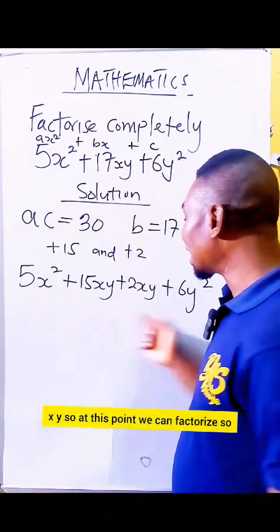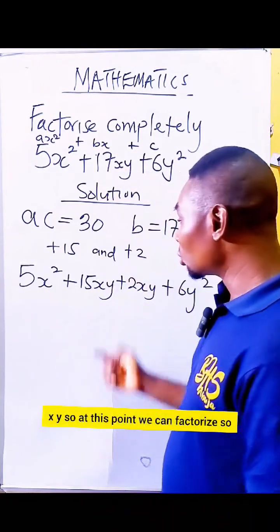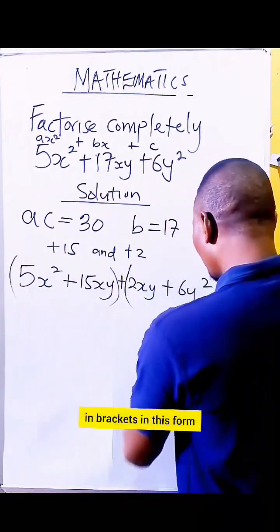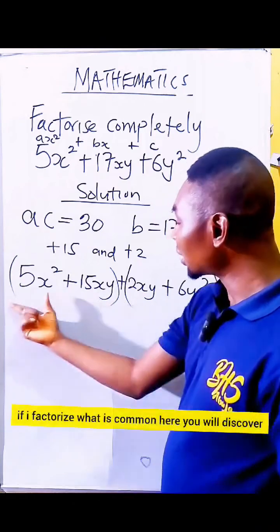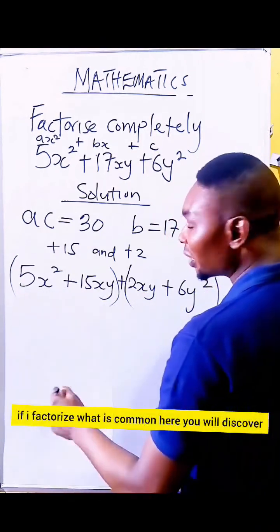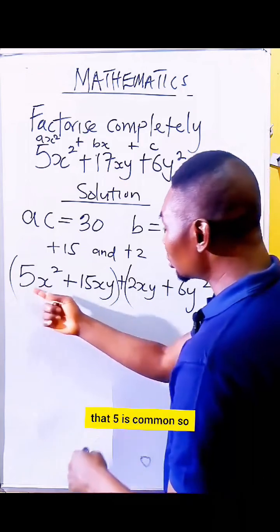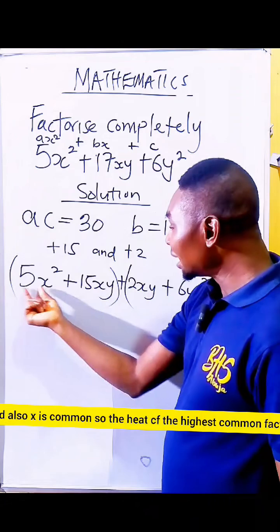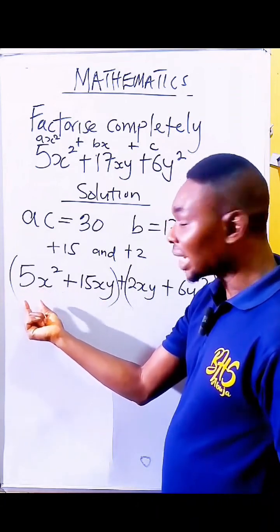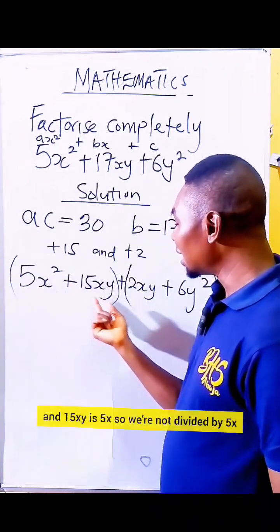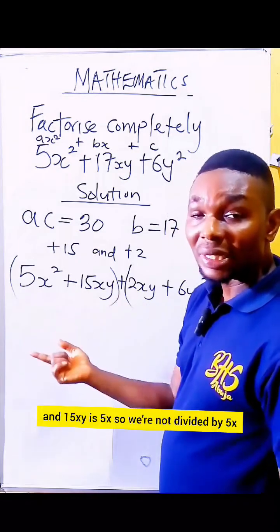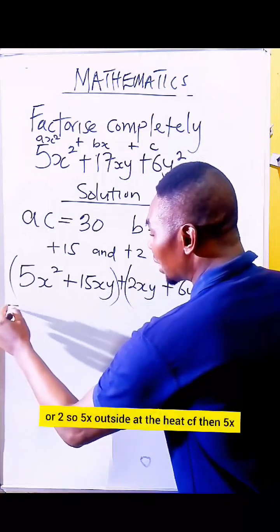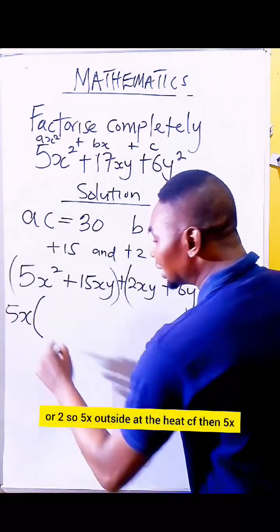So at this point, we can factorize. To factorize now, I can just simply put this in brackets in this form. If I factorize, what is common here? You will discover that 5 is common, and also x is common. So the HCF, the highest common factor that can go in 5x squared and 15xy, is 5x. So we now divide 5x all through, so we have 5x outside as the HCF.